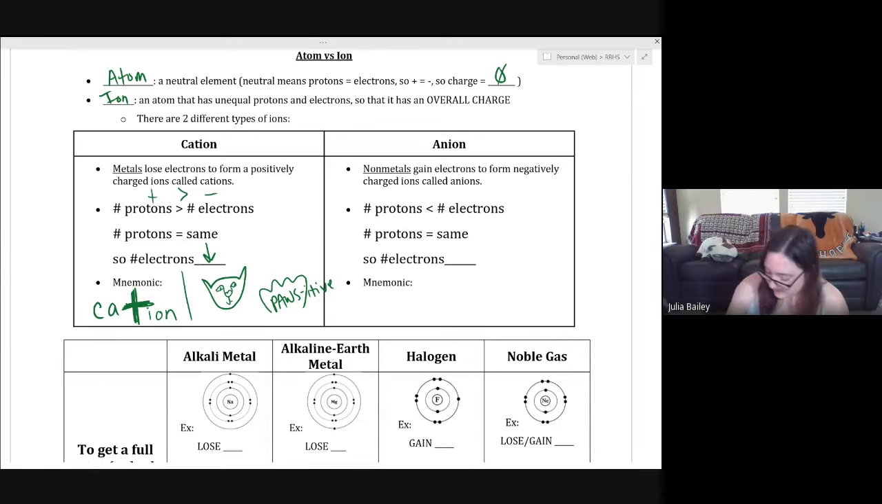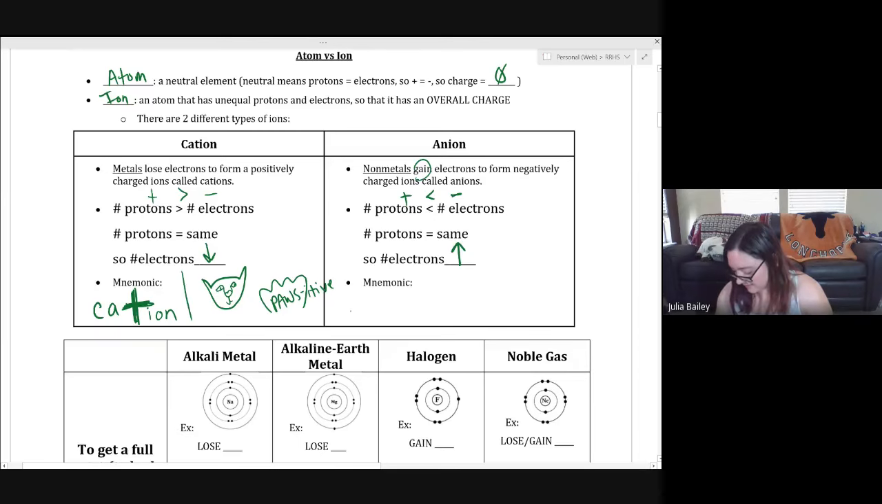Okay. Meanwhile, anions are formed when a nonmetal gains electrons to form negatively charged ions. So if there's a negative charge, that means your number of protons, your number of pluses, is less than your number of minuses, your number of electrons. But the number of protons has to stay the same or else it would change elements. So if your number of protons stays the same, but you end up with more negatives, more electrons, that means that you must gain electrons. The number of electrons has to go up.